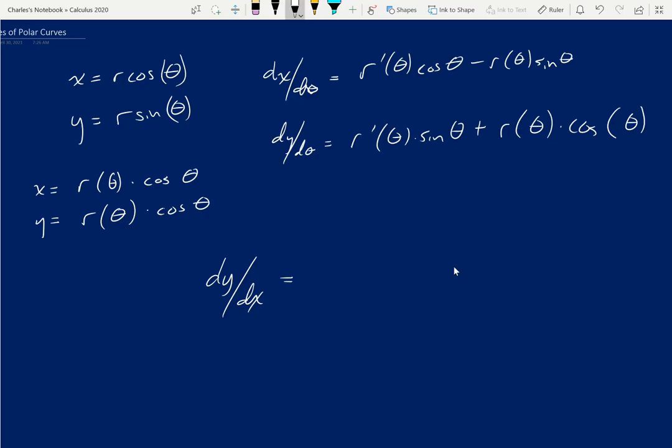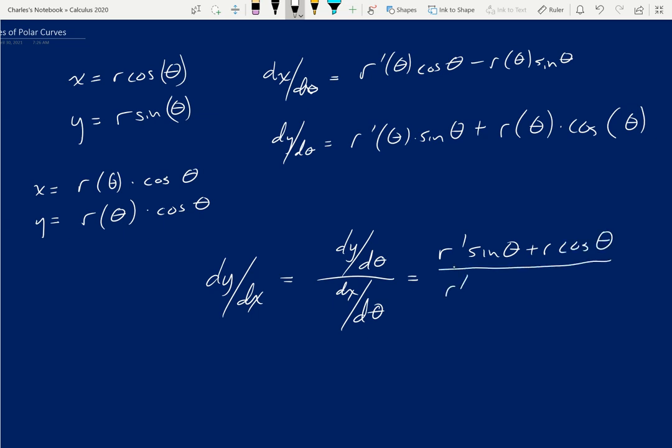So dy dx is going to be dy d theta divided by dx d theta, which is going to be r prime sine of theta plus r cosine of theta, divided by r prime cosine theta minus r sine theta. And you can remember that pattern, or you can remember how to derive it.